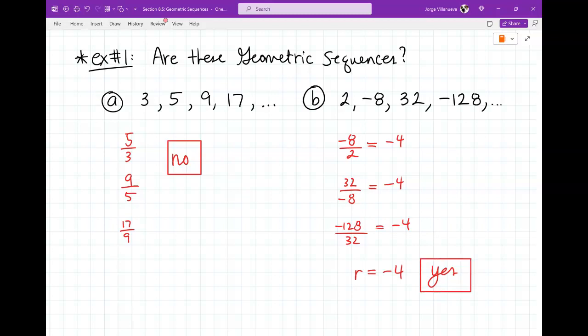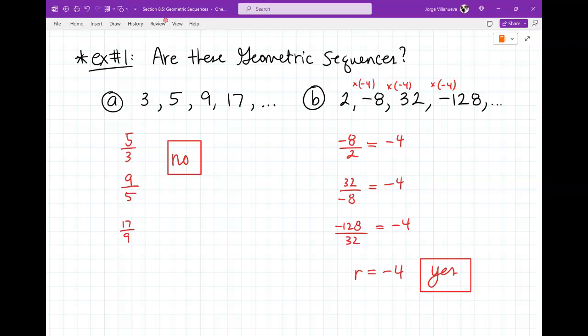So if you look at it, 2 times negative 4 is negative 8. Negative 8 times negative 4 is positive 32. And 32 times negative 4 is negative 128. So you can see the consistent multiplication of negative 4 within the numbers, okay? Each time they multiplied times negative 4. So I'll just show you: times negative 4, times negative 4, and again, times negative 4, right? That's how they got each number. They multiplied by negative 4 every single time.